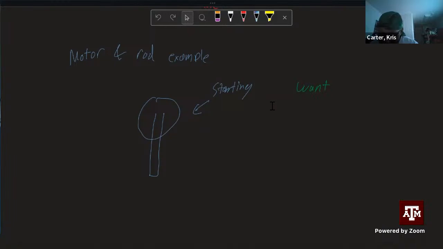We want the motor and rod to look like this. I am terrible at drawing. So we want it to be pointing at a 90-degree angle.